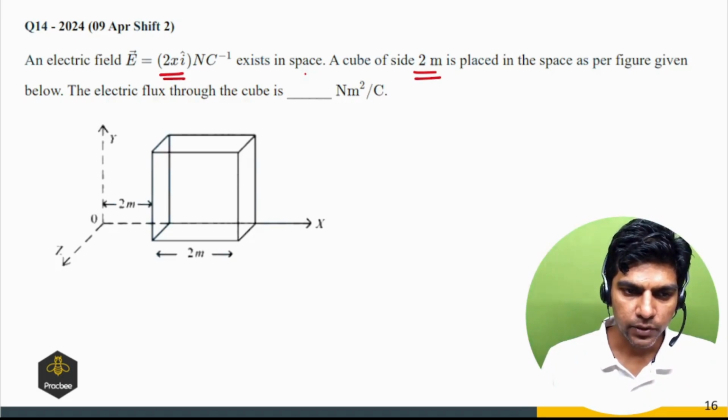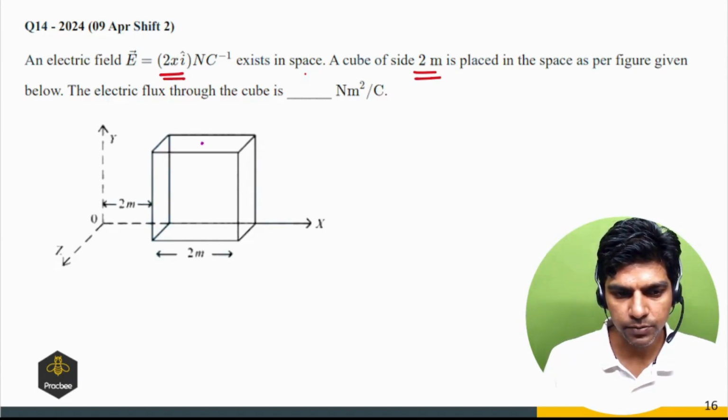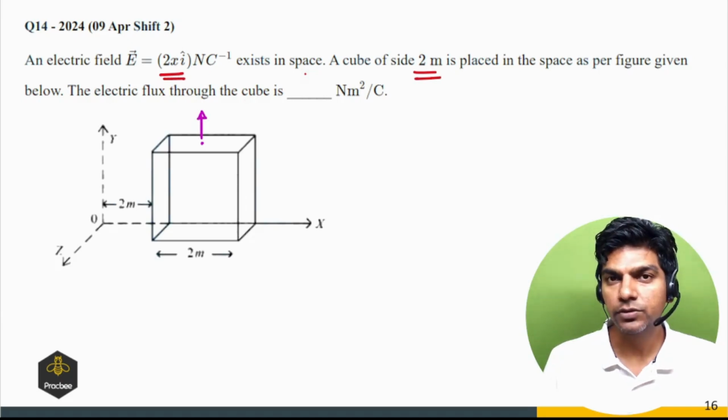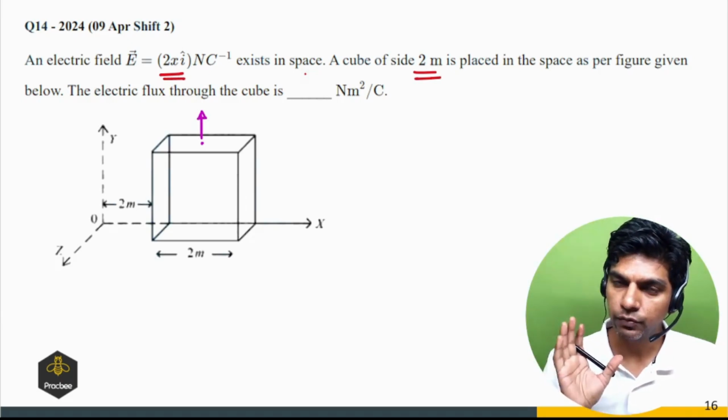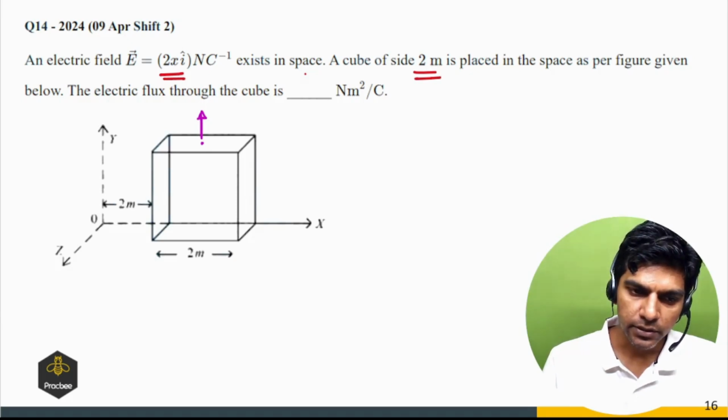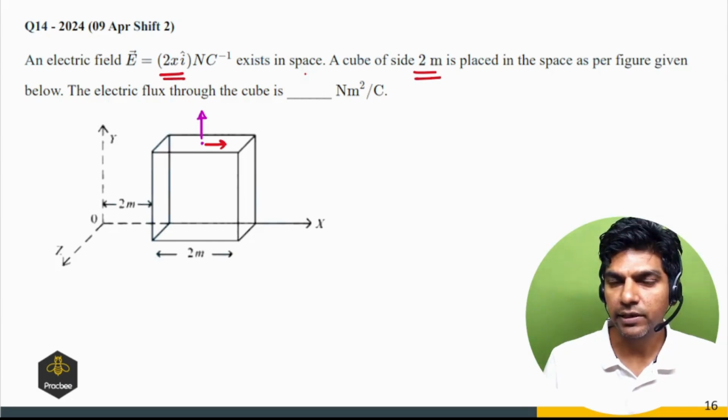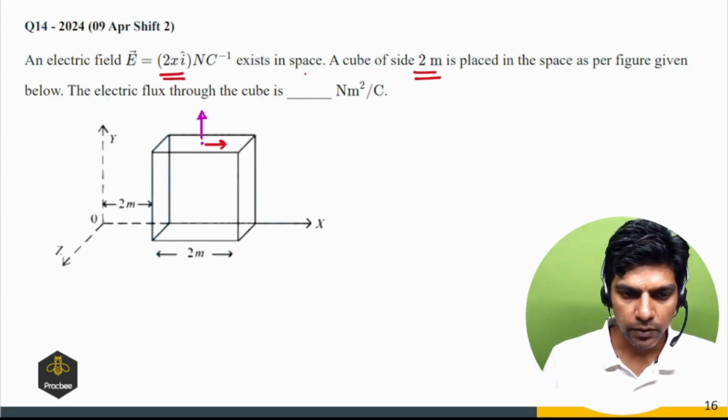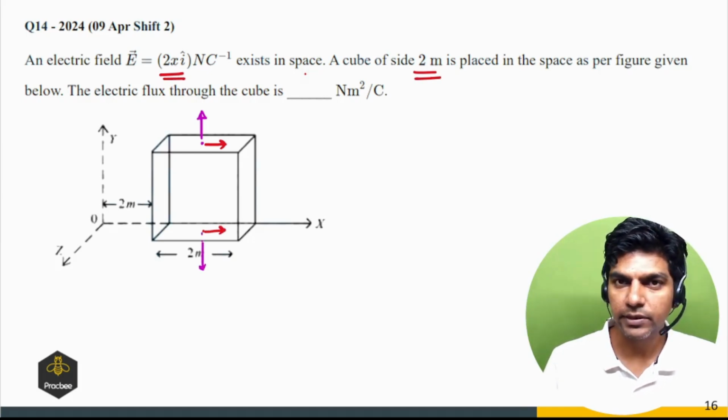So the electric field is in the right direction. If you look at the lateral surfaces, like the top surface, the area vector is outward. In case of a closed figure, we should take the outward normal as the area vector. So the area vector for the top face will be in the upward direction, and the electric field is in the horizontal direction. So there will be no flux linked with the top surface. Similarly, for the bottom surface, the electric field is in the right direction, but the area vector is in the downward direction, which is the negative y. Again, there will be no flux linked with the bottom surface because the dot product will become 0.